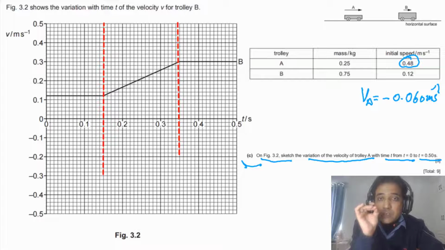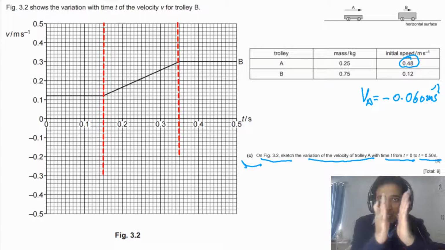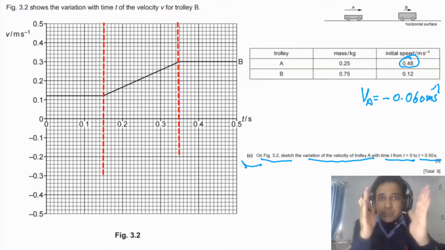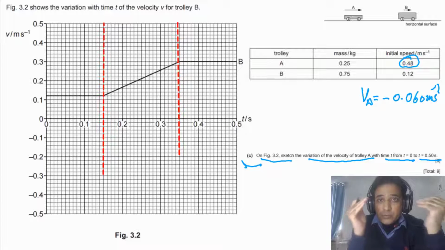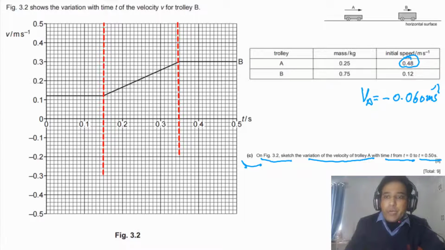You also need to understand why velocity will be constant, because there is no net external force acting on the system when these two bodies are away from each other along horizontal. So that's the reason velocity needs to remain constant. And in this interval, when they collide with each other, the velocity is changing because there is net external force on trolleys. So how we can sketch?